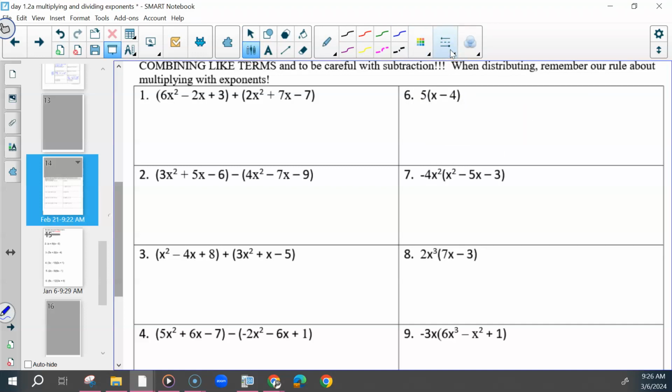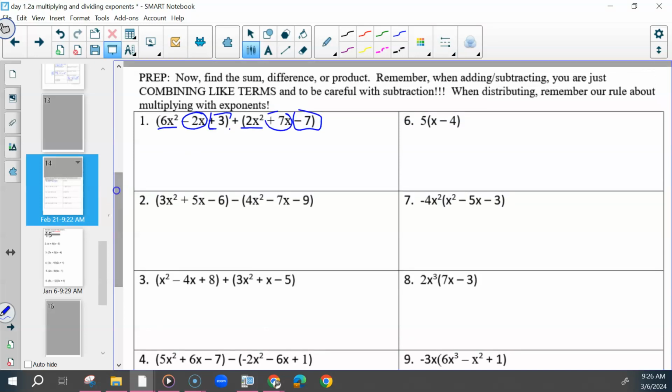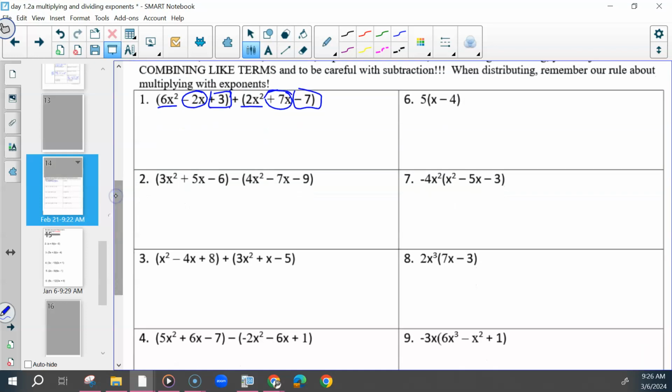So when we deal with adding and subtracting, that's really just like combining like terms. So you could do it in the parentheses for adding, or you can drop them, either or, but you're not changing the exponents because we're not using any of our exponent rules. So if we were combining our like terms, 6x squared plus 2x squared would give us 8x squared. Negative 2x plus 7x would give us plus 5x. And then 3 plus negative 7.